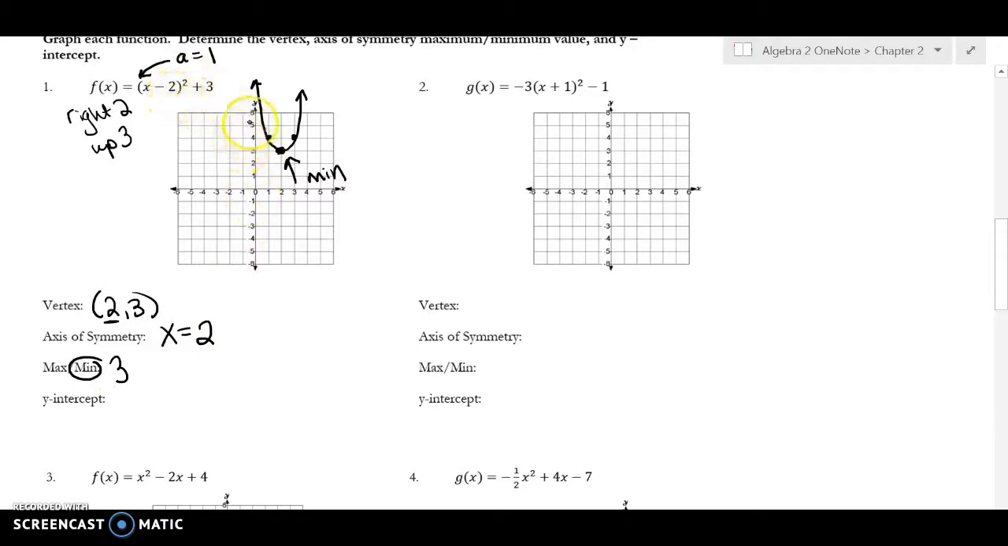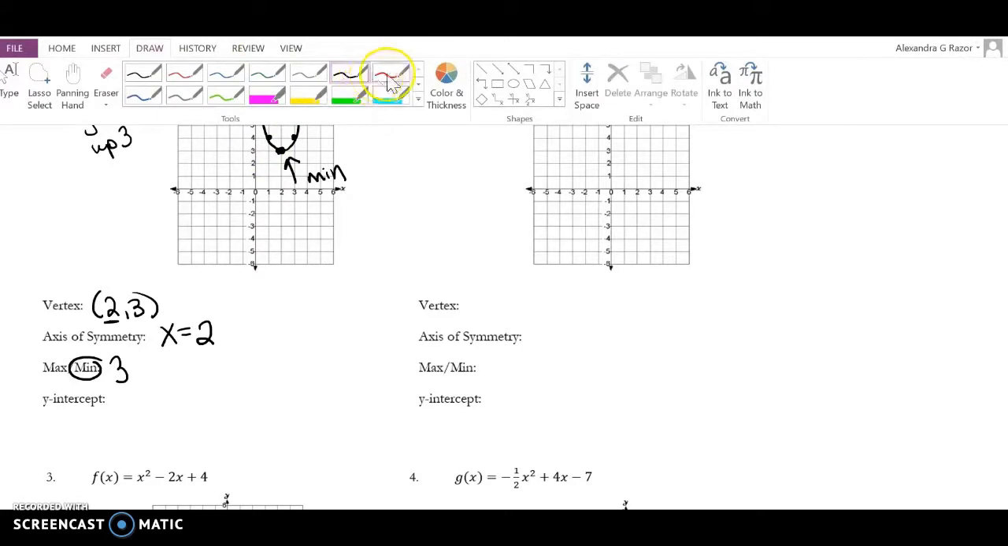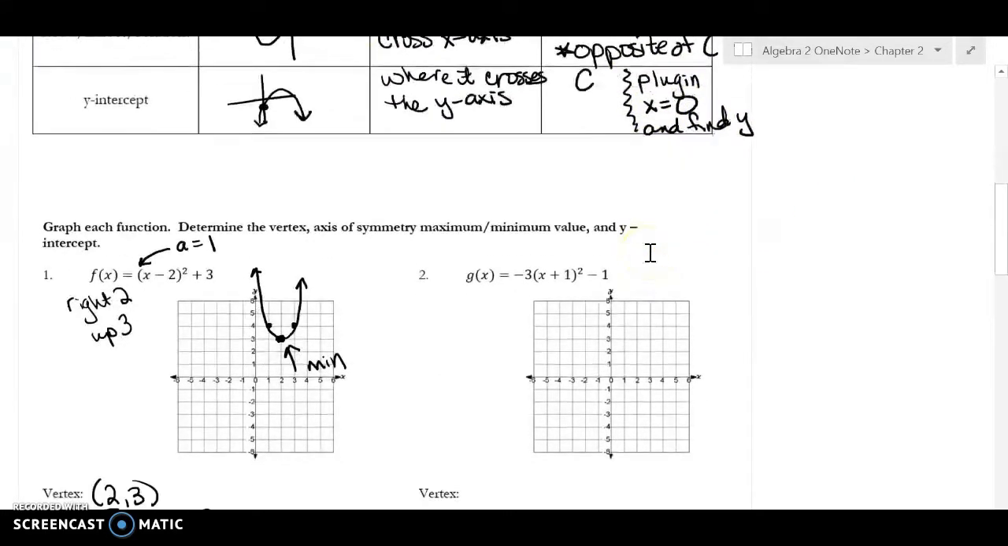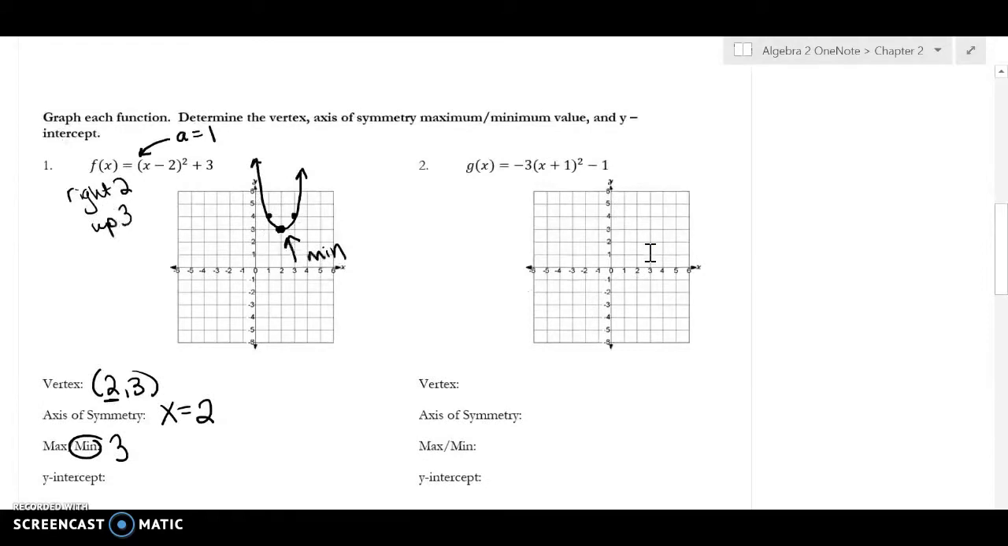The last thing I have to find is the y-intercept. I cannot see where it crosses the y-axis, so I'm going to have to do what it says right here, where it says plug in 0 and find y. So I'm going to take my equation, and instead of x, I'm going to plug in 0. And so I get negative 2 squared plus 3. Well, that's 4 plus 3. So my y-intercept is 7. So it actually crossed right here. I just didn't know it.